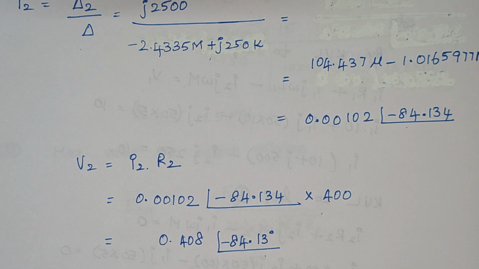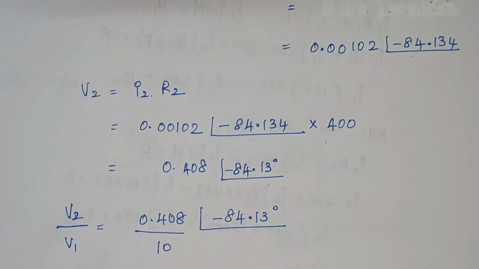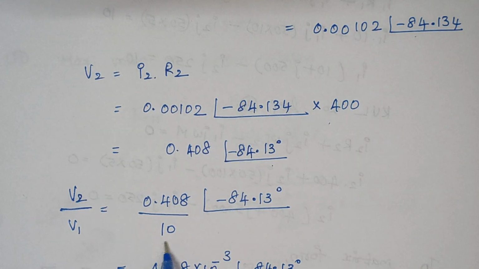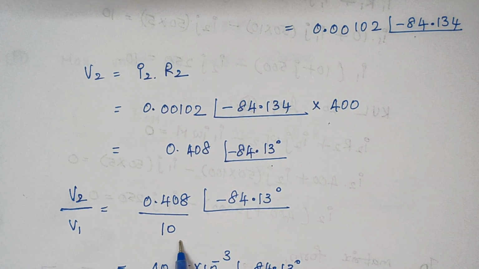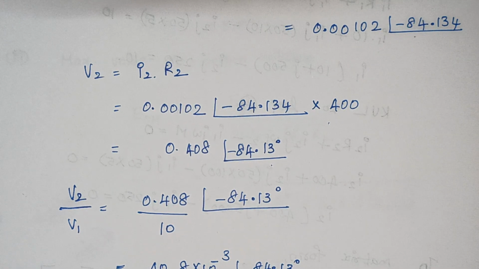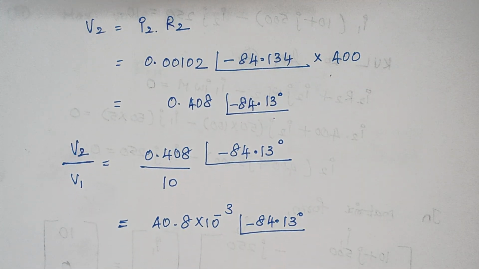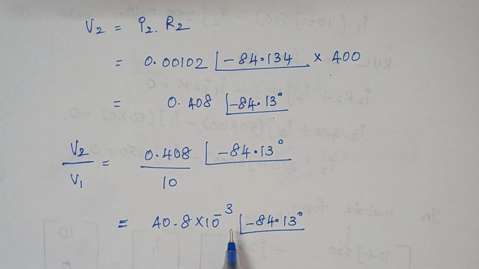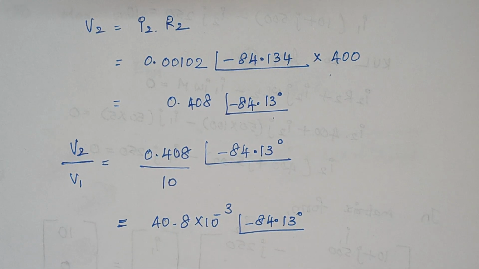What we actually need is the ratio of output voltage to input voltage, V2 by V1. Here is your value of V2, and the value of V1 is 10, as given in the problem. Finally we get the answer as 40.8 into 10 to the power minus 3 with an angle of minus 84.13 degrees. Here comes the end of this video.